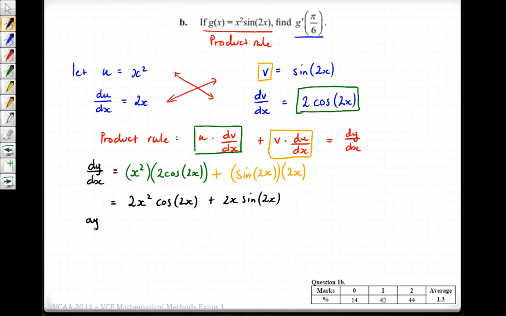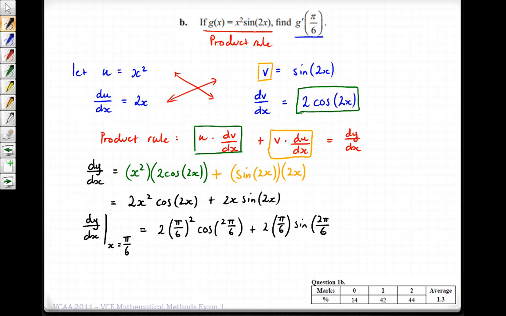Now we need to evaluate dy dx at the point x equals pi on 6. So that's just going to give us 2 by wherever there's an x, we're putting pi on 6, so put the pi on 6 in a bracket and then square that, and we still multiply that by cos of 2 by pi on 6. Then we're going to add on 2 wherever there's an x, again we're putting pi on 6, sine of 2 pi on 6.